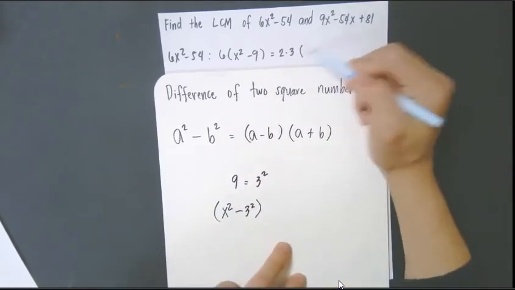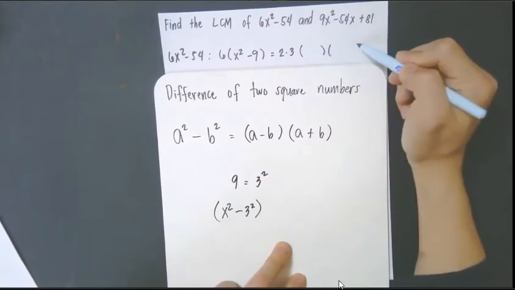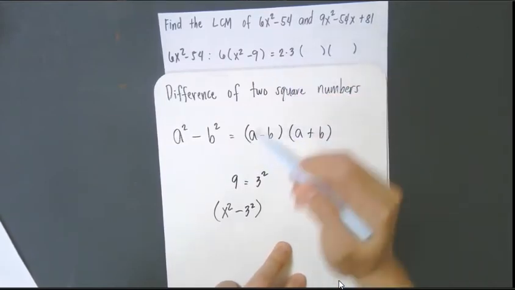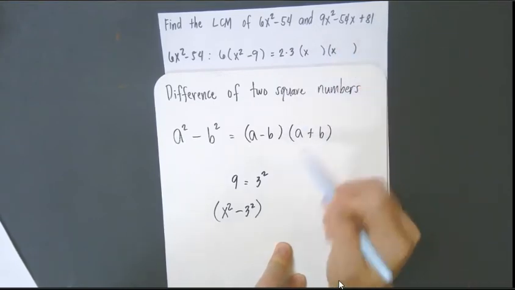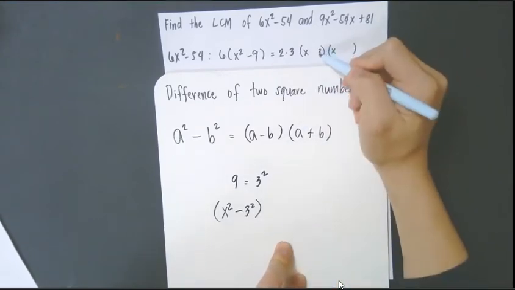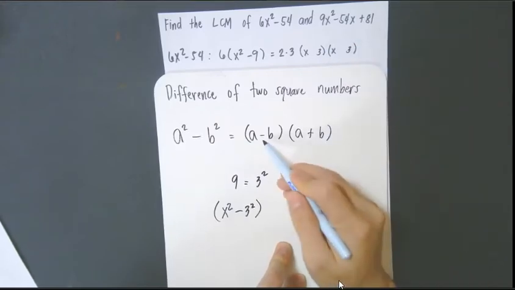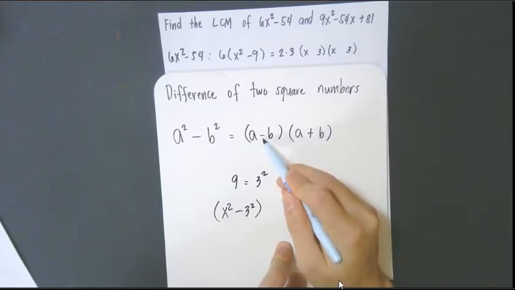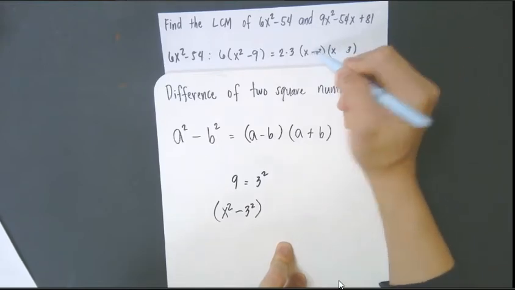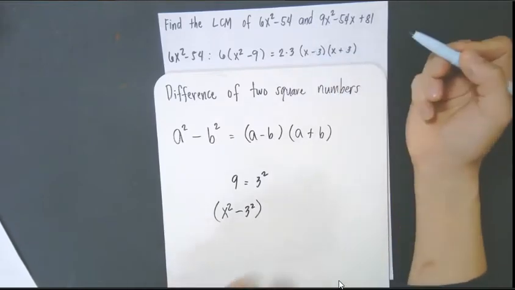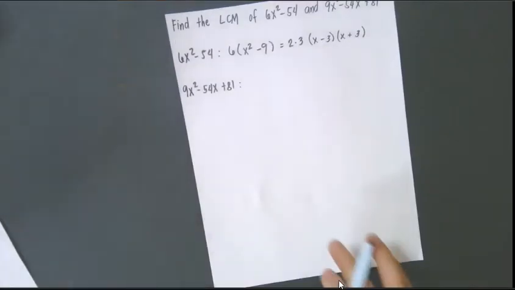Let us follow that format. My a is x, so I would just write x and x. My b is 3, and 3. And then one should get a positive sign and one should get a negative sign. Either way, it doesn't matter, so we have minus and then plus. So that's how to factor out the first expression.